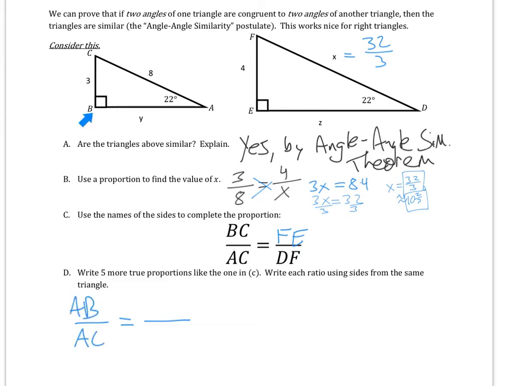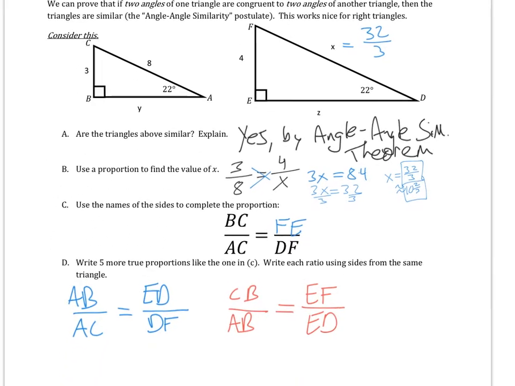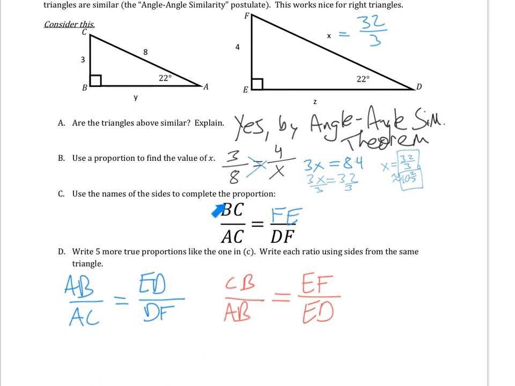We could take AB over AC, that's this bottom one over that hypotenuse, and that'd be the same as ED over DF. Let's see another one. We could take CB, the short leg, over the long leg. That gives us CB over AB, and that should correspond to these two over there. They're proportional because they're similar. So EF is to ED. Those are the legs. Here we had a leg and a hypotenuse, leg and a hypotenuse. These are two legs over two legs. They're in the right order, small over large.